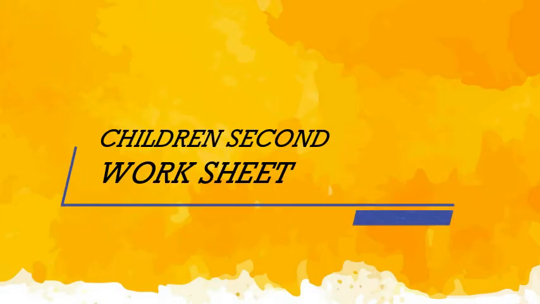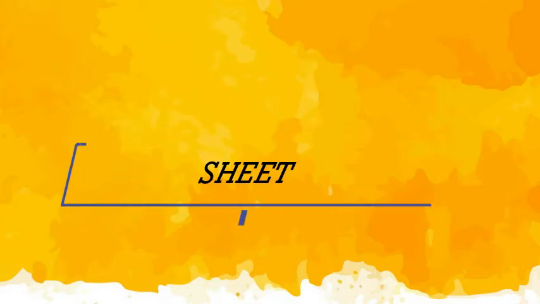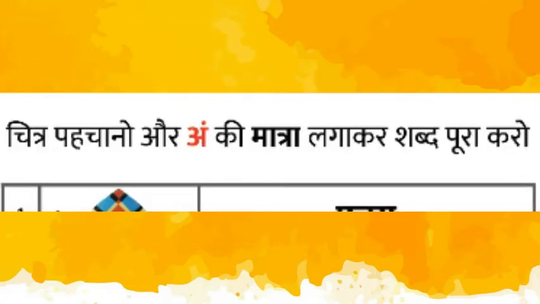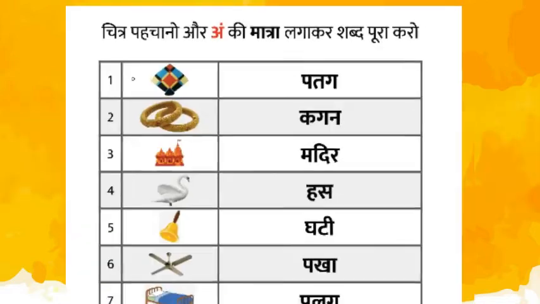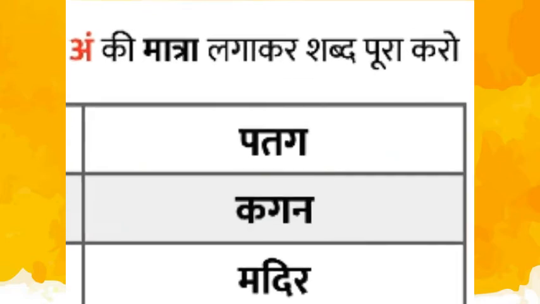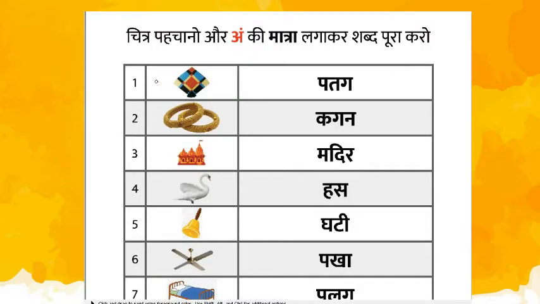Children, look at the second worksheet. The question is here, चित्र पहचानो और अंक की मात्रा लगाकर शब्द पूरा करो. Mean identify the picture and put the अंक की मात्रा on top of the word. So children, we will see the first picture is kite. We call patang in Hindi. Now children, we have to keep the अंक की मात्रा in between the pa and ta. Patang.